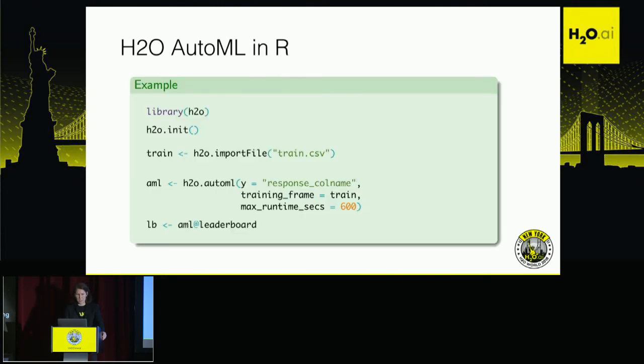And this is what it looks like in R. It's very similar to any H2O algorithm, where you specify a training frame and the name of the response column. There are some other parameters that I'm not showing you here, but these are the basic ones. What's your data set? What are you trying to predict? How long do you want it to run for? And it will go off and do all of that, and then what you get back is your leaderboard.